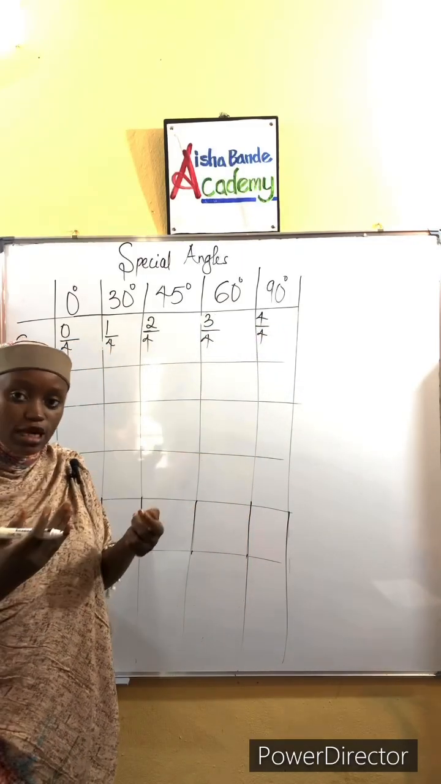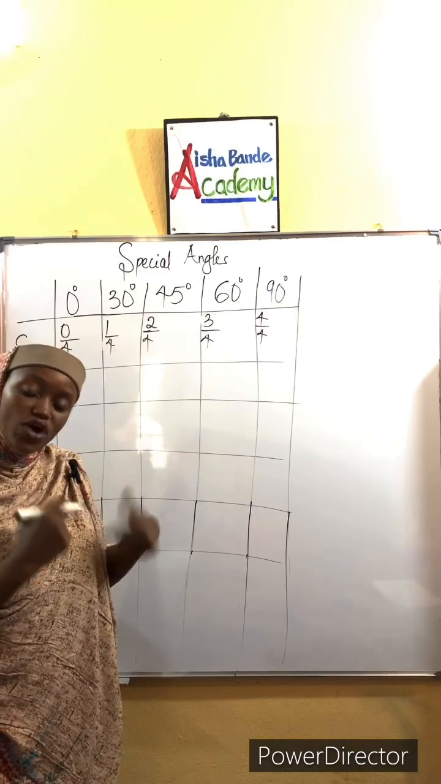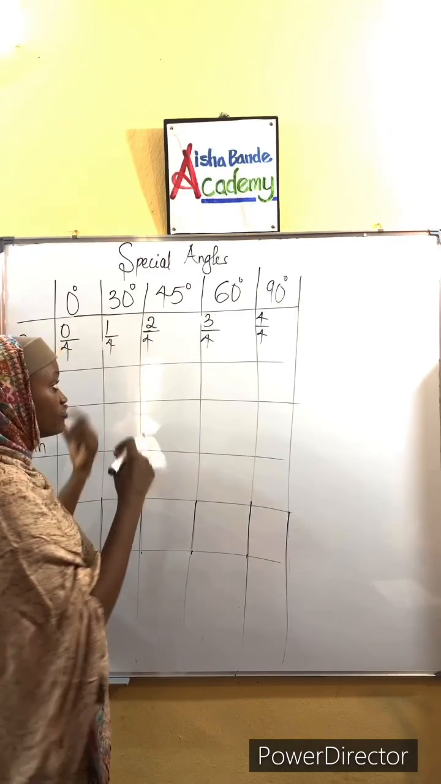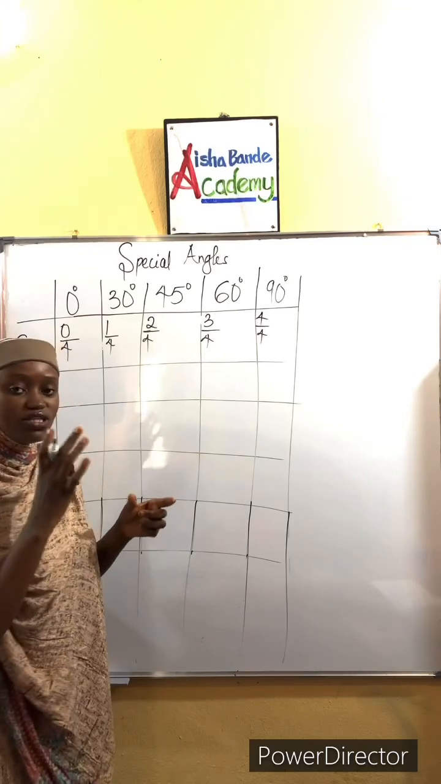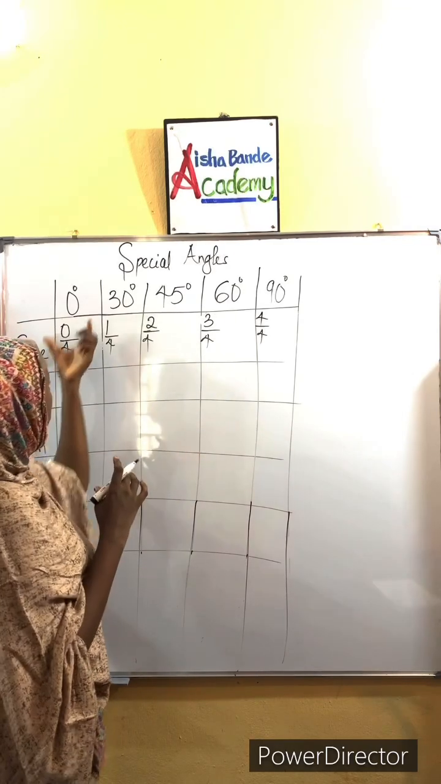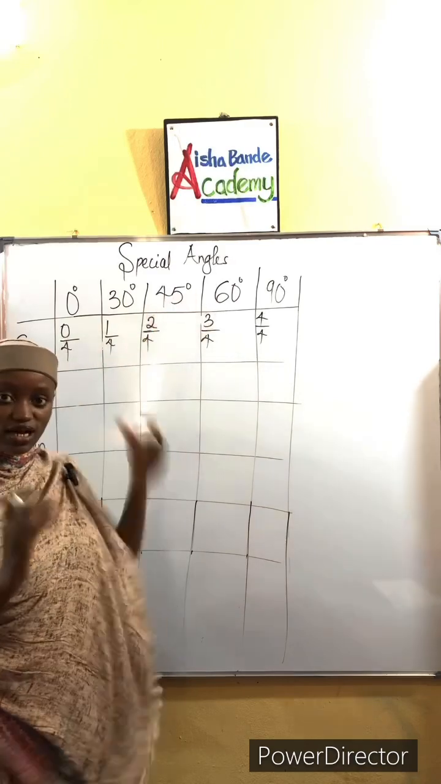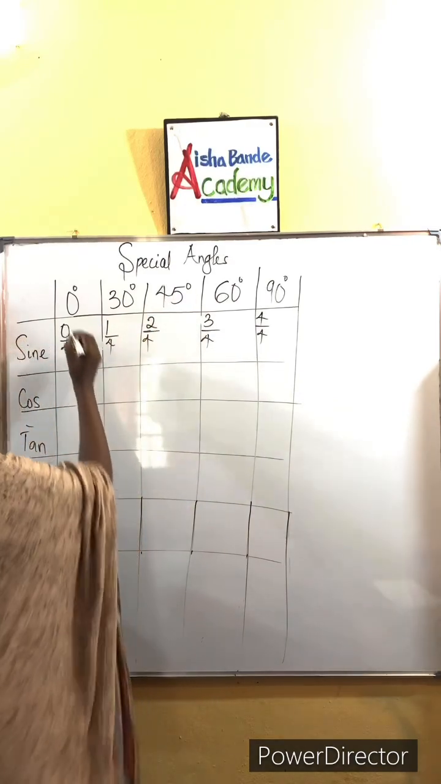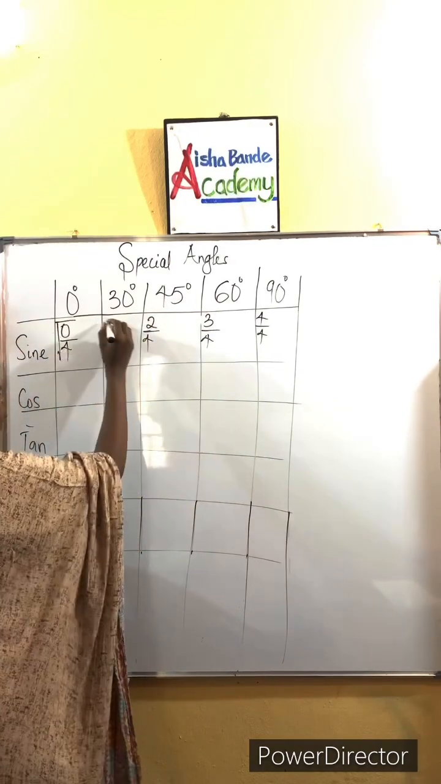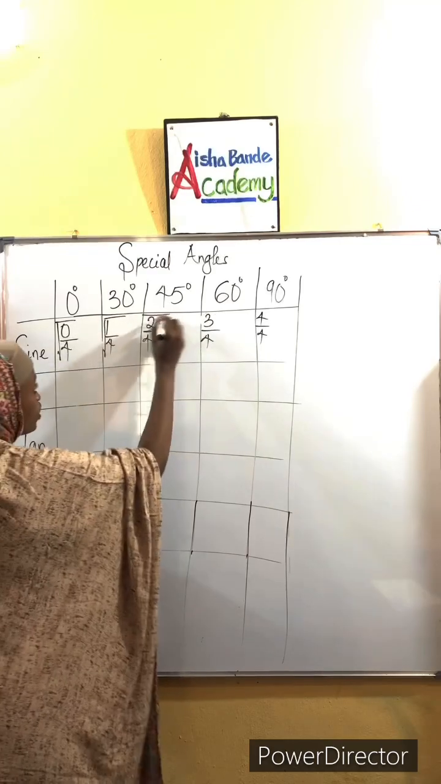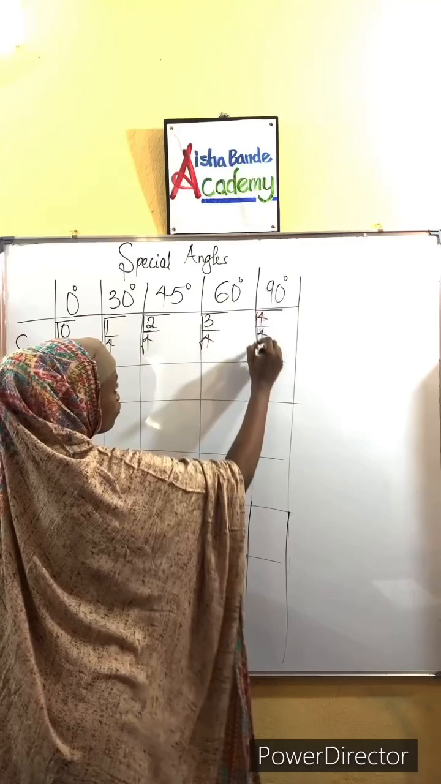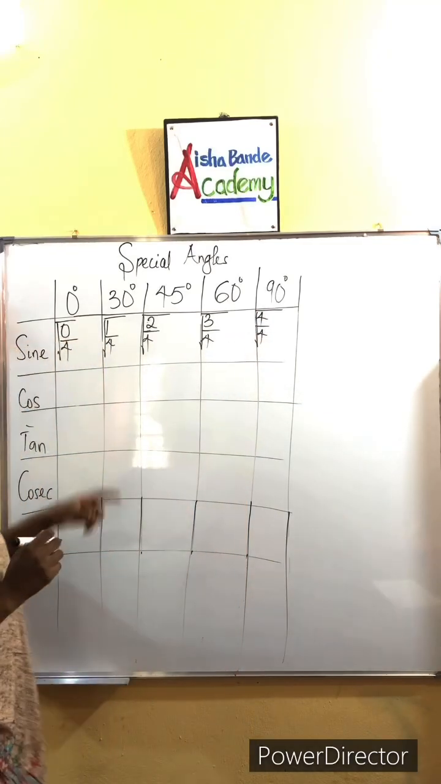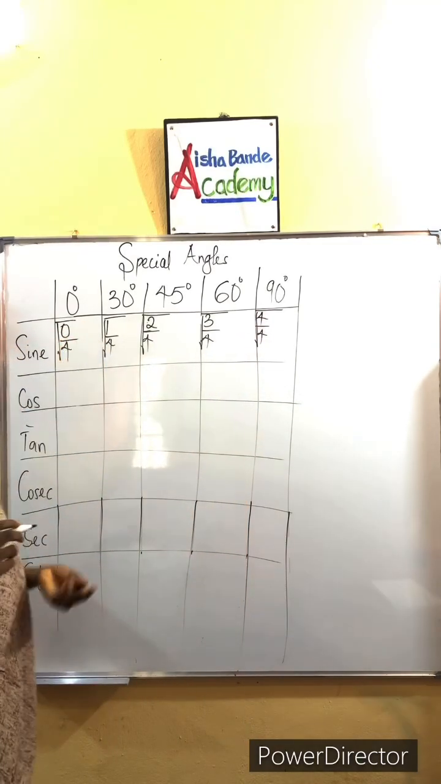Then the third step is for us to take the square root of each of these values and get the final answer. And the final answer will be the value for each of these special angles. Okay? So now taking the square root, square root of 1 over 4, square root of 2 over 4, square root of 3 over 4, and square root of 4 over 4. Okay? So let's begin with this.